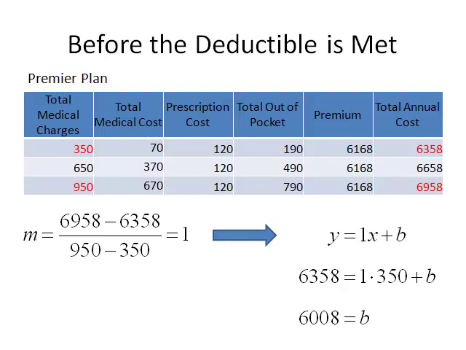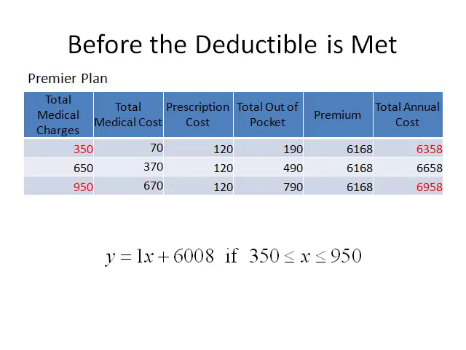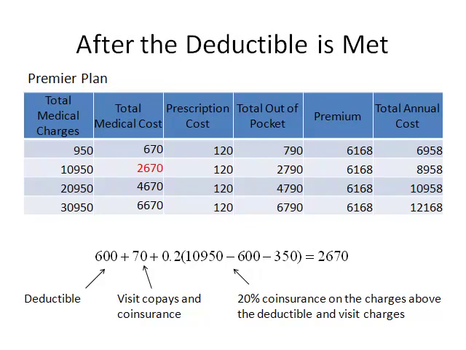Using 2 points from this table, we can find the slope and the y-intercept of the line. Before the deductible is met, the equation of the line segment is y equal to x plus 6,008. This segment is valid for charges from $350 to $950. Once the coinsurance kicks in, the total medical cost is calculated by adding the deductible, the cost of the visits, and the 20% coinsurance of all charges above the deductible and office charges.